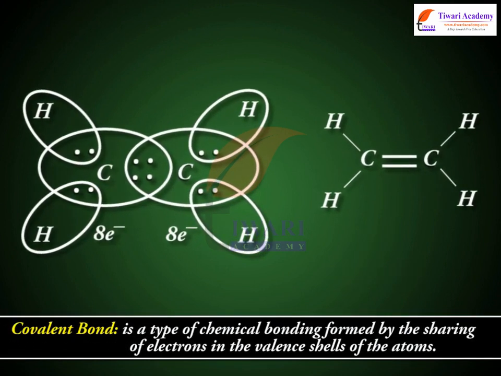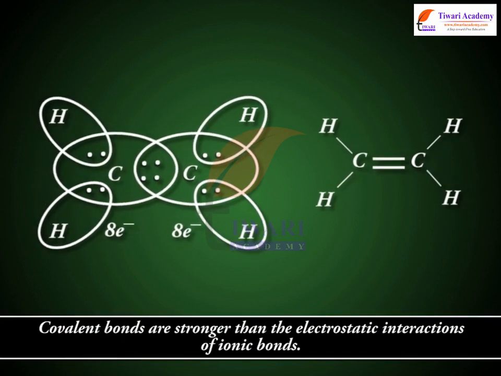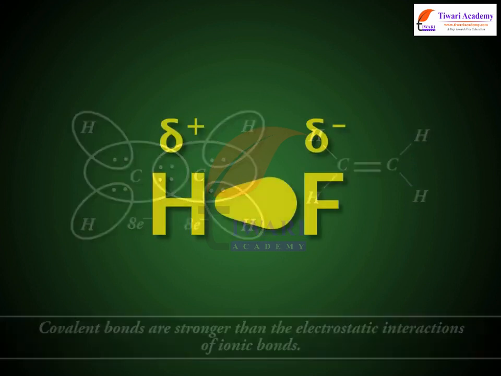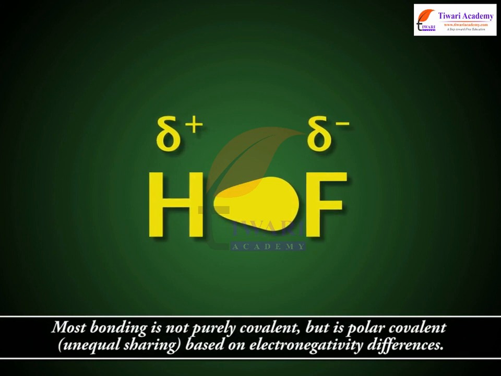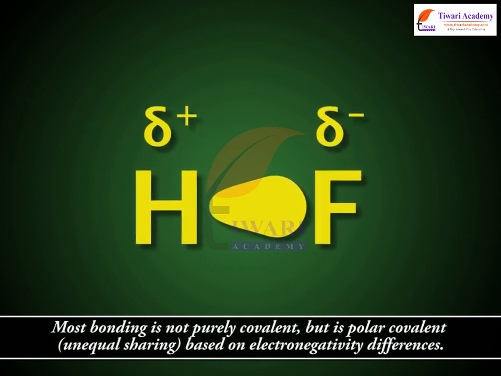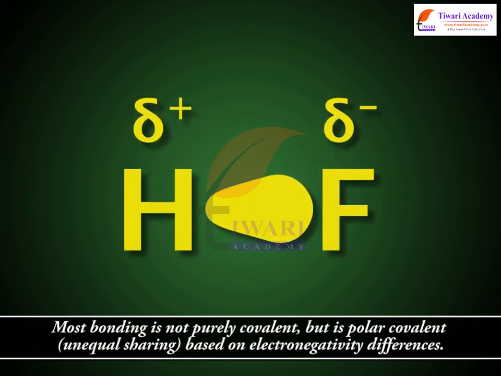Covalent bond is a type of chemical bonding formed by the sharing of electrons in the valence shells of the atoms. Covalent bonds are stronger than the electrostatic interactions of ionic bonds. Most bonding is not purely covalent, but is polar covalent, unequal sharing, based on electronegativity differences.